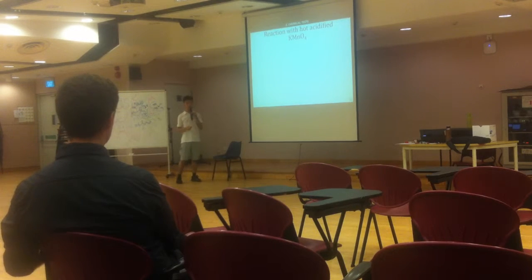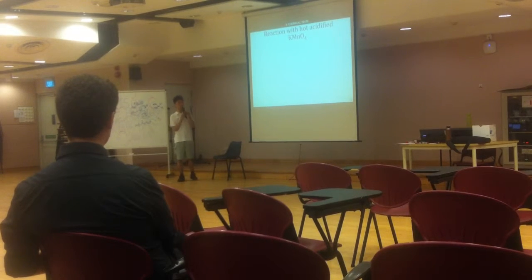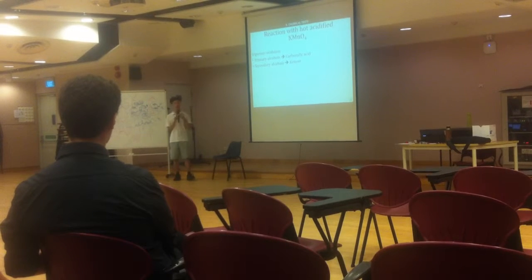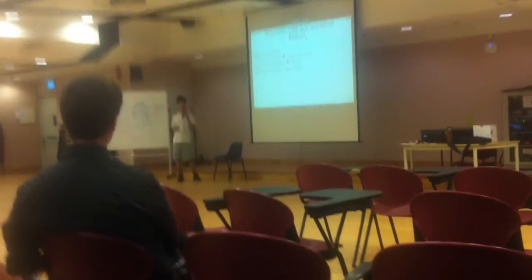Okay, so next I'm going to talk about two types of KMnO4, potassium permanganate. You can have a hot acidified potassium permanganate, which is considered a vigorous oxidation, and it oxidizes your primary alcohol to carboxylic acid and your secondary alcohols to ketone. Now, for these two examples, actually you don't need to heat it up. You just need acidified potassium permanganate. Okay? For tertiary alcohols, there's no reaction.